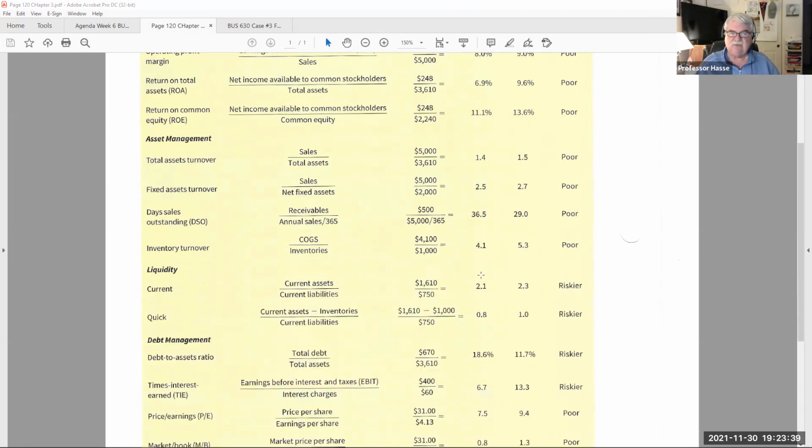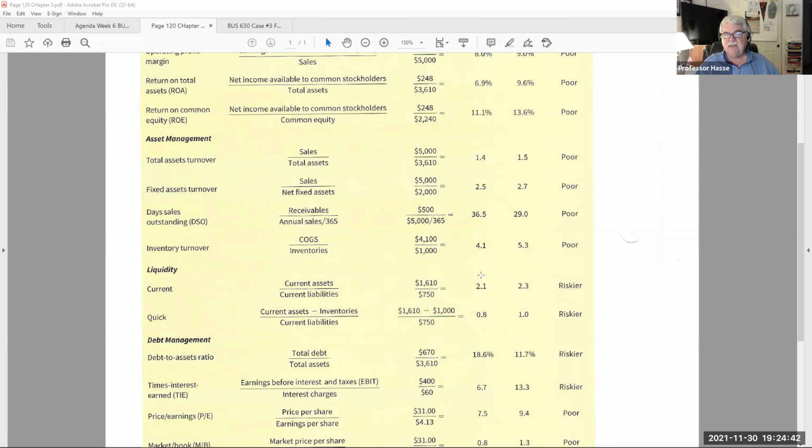Then you have the asset management section of financial statement analysis. This is usually in the form of a ratio, or sometimes a number of days. Total assets turnover is the relationship of sales to the total assets of the company. Fixed asset turnover is the relationship of sales to just the fixed assets or plant assets of a company. Days sales outstanding is a very key indicator telling us how quickly we collect our receivables. It's your receivable balance at the end of the period divided by the daily sales of your company, which is annual sales divided by 365 days. How long does it take us to collect our money? And finally, inventory turnover. How fast do we turn over our inventory? Cost of goods sold divided by the inventory balance of the company.